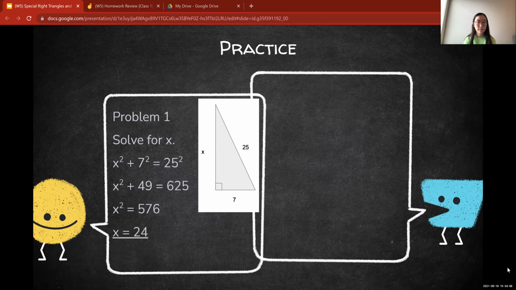And then eventually you might have memorized that 24 squared is 576, but if not, you'll have to use a calculator. Or there's another way, which we'll go into very soon.